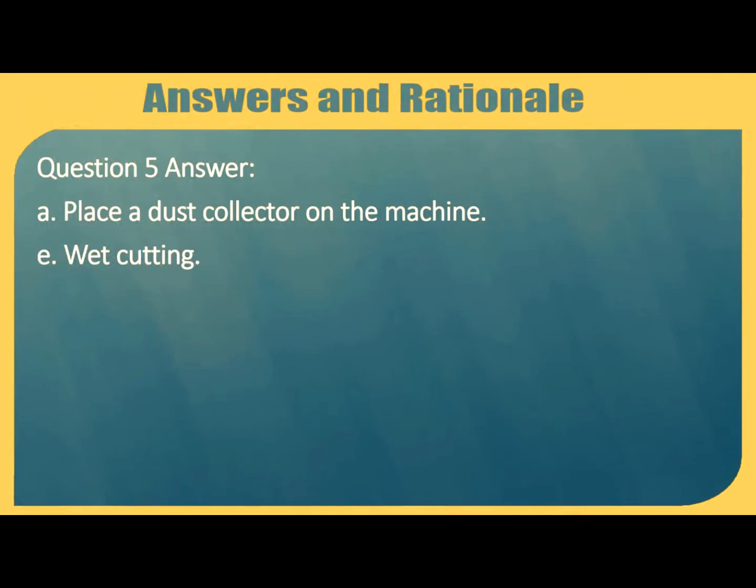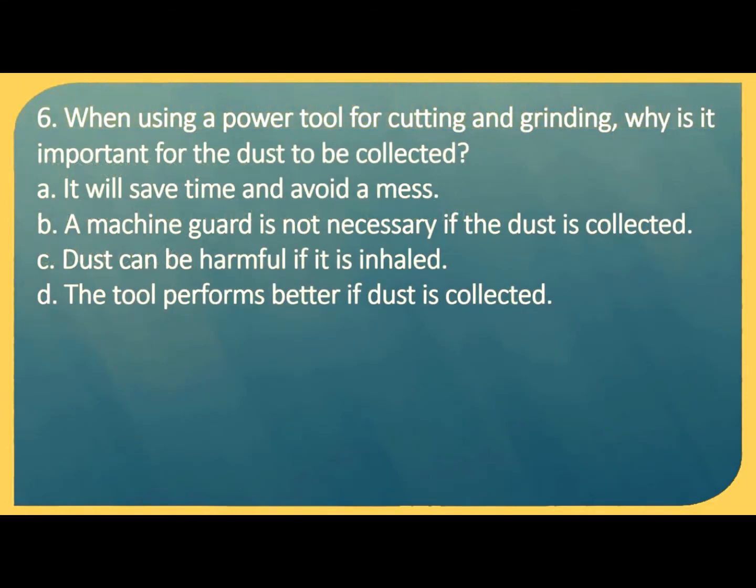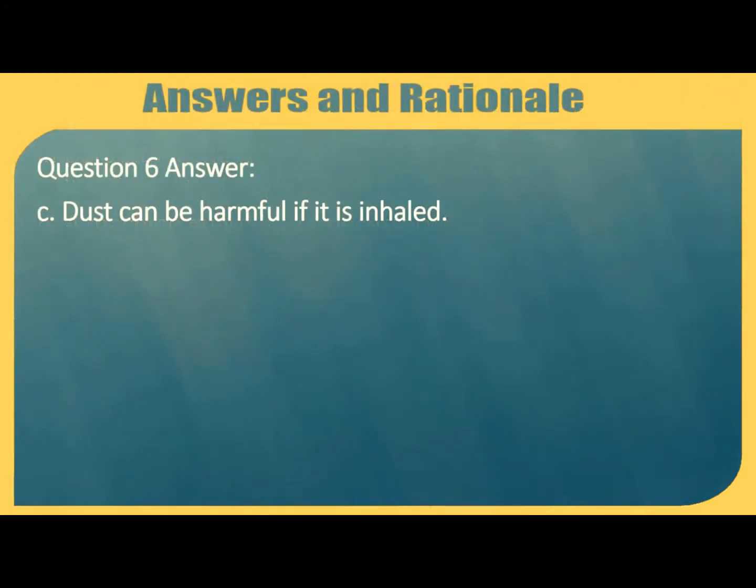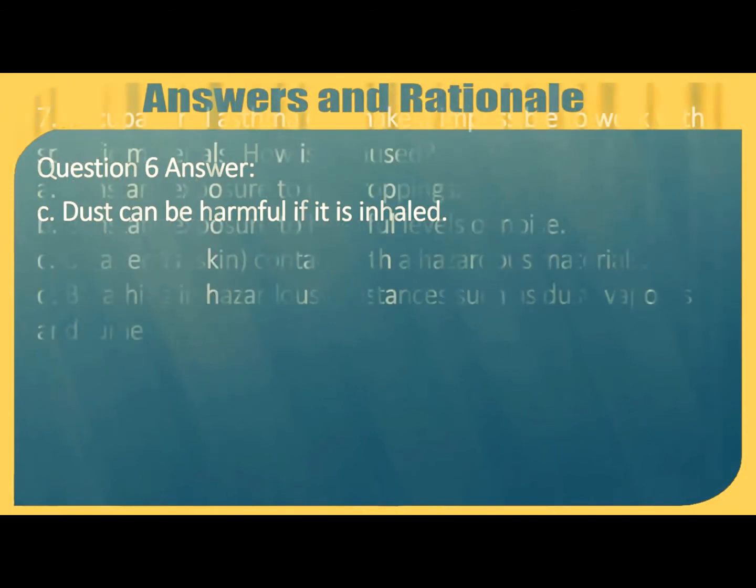E. Wet cutting. Question 6. When using a power tool for cutting and grinding, why is it important for the dust to be collected? A. It will save time and avoid a mess. B. A machine guard is not necessary if the dust is collected. C. Dust can be harmful if it is inhaled. D. The tool performs better if dust is collected. Question 6. Answer: C. Dust can be harmful if it is inhaled.